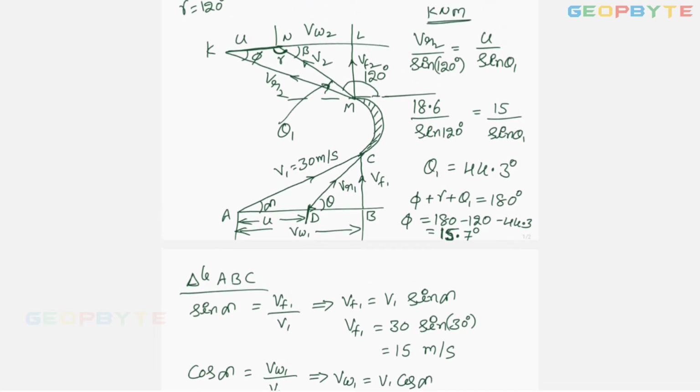After getting the phi, you take the sin phi for finding the Vf2 value and cos phi for finding the Vw2. Cos phi equal to u plus VW2 divided by VR2. From this get the value of VW2. The VW2 I got is 2.9 meter per second. You substitute all the values for getting the VW2.